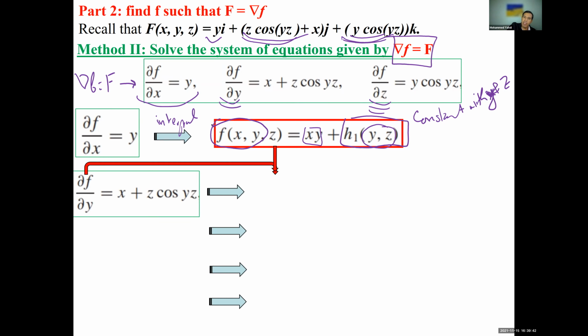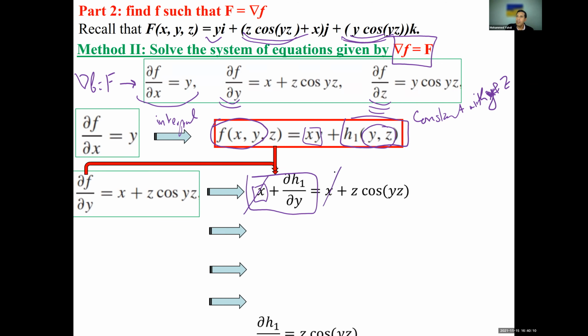So the partial derivative of xy with respect to y gives me x. And this function h1 gives just the partial derivative of h1 with respect to y. I don't know its value. And I keep the right side the same. So I'm just calculating the left side. Next, I simplify, right? There is x here and x here. All right, what's left?